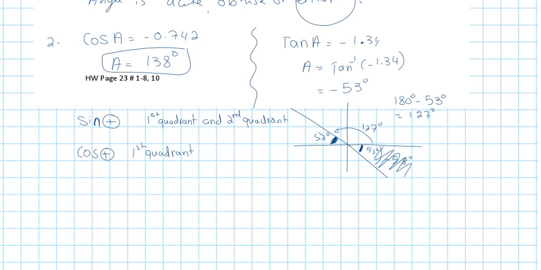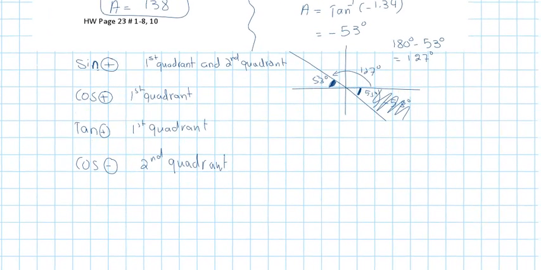Now, tan is positive where? First quadrant. Can sine be negative in the first or second quadrant? No. Cosine is negative in? Second quadrant. So when you find your answer, if it's negative, it's going to be obtuse. Tan is negative in the second quadrant as well.